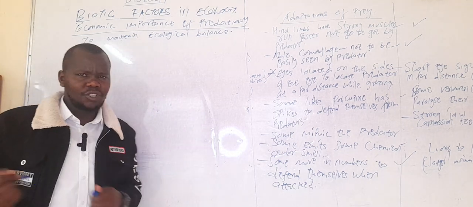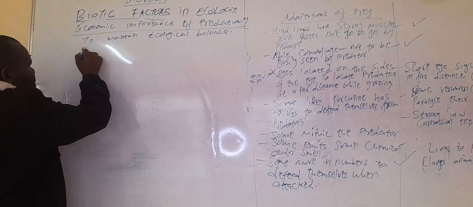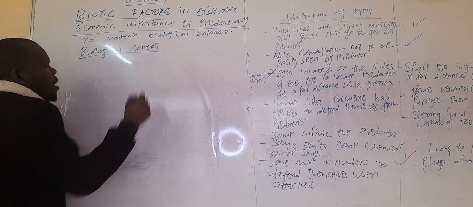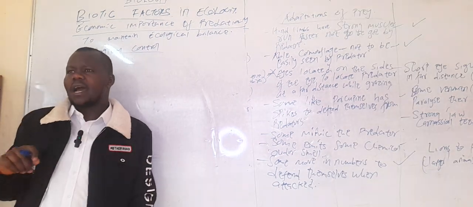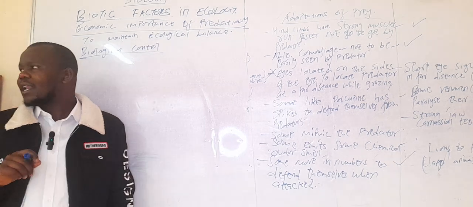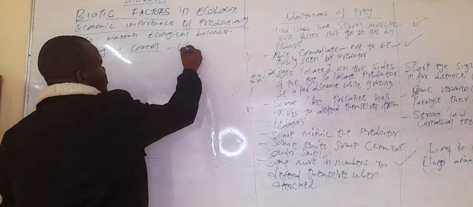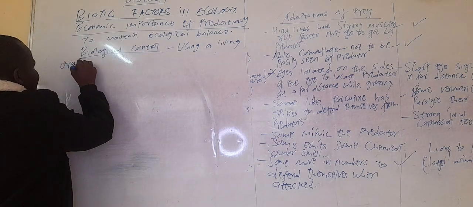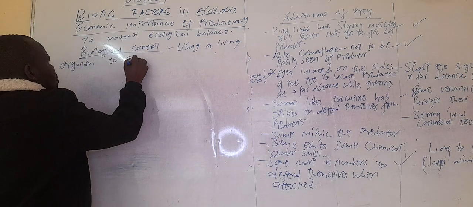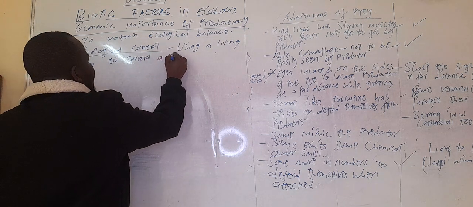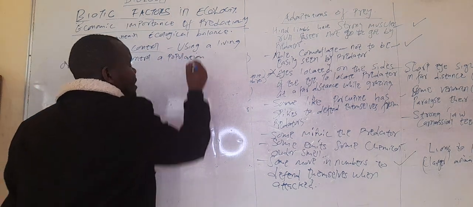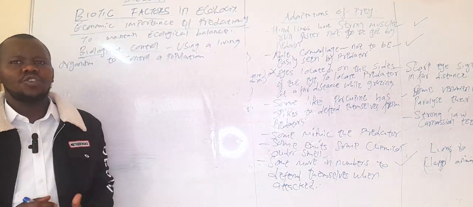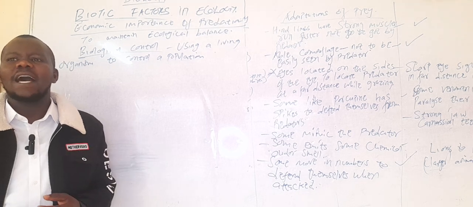Then we have something called biological control. What is the meaning of biological control? This is using a living organism to control a certain population. So we are saying using what? A living organism as a predator to control a population of another organism. So you are using just a natural biological living organism to control a certain population.